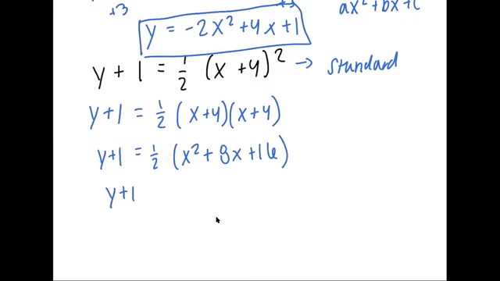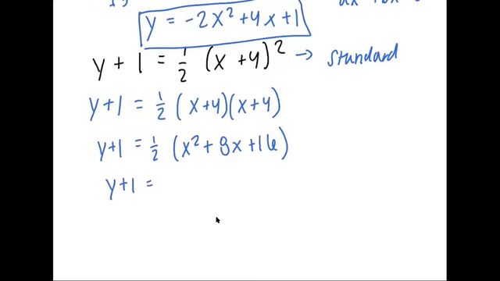Okay, now I distribute my 1/2. So I have 1/2 x, and I don't know why I kept the parentheses. I've got 1/2 x squared plus, multiplying by 1/2 is like dividing by 2, so I've got 4x, and half of 16 is 8.